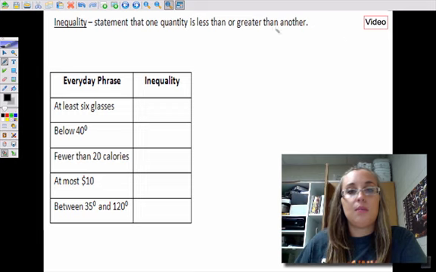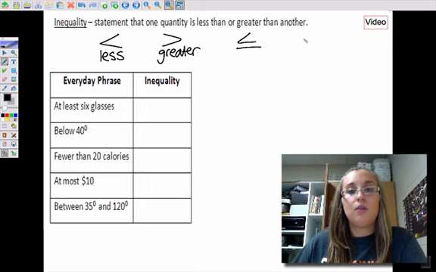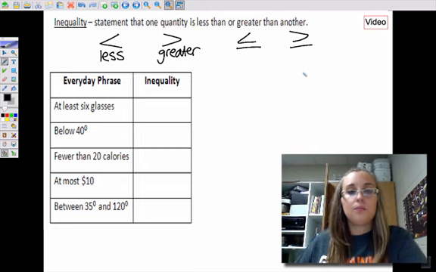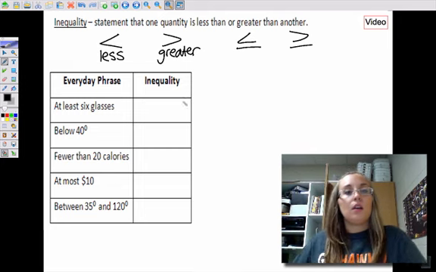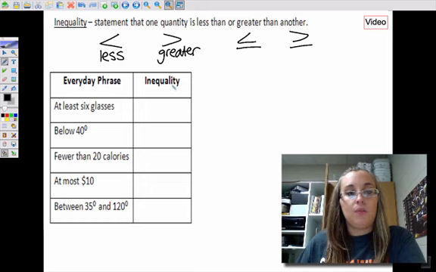So there's some different symbols that we might use. We're going to use the less than symbol, the greater than symbol, or you might use less than or equal to or greater than or equal to. We're going to take some everyday phrases and we're going to write an inequality for them using a variable.